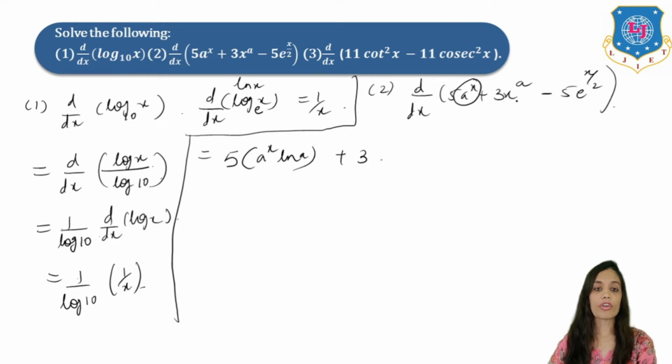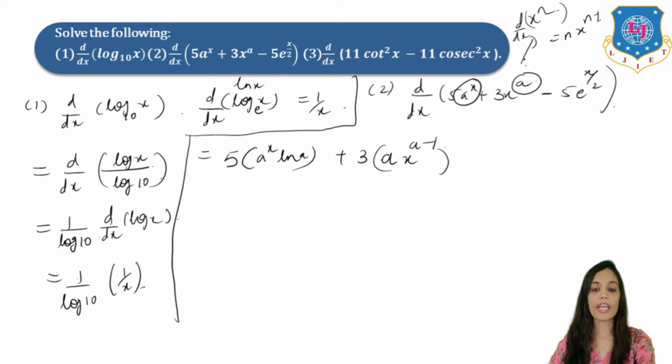Plus 3. You have to find the derivative of x raised to a. So here now the constant is over here. So the formula will be a x raised to a minus 1. Here you have to apply the formula of x raised to n. Right? Derivative of x raised to n is n x raised to n minus 1.